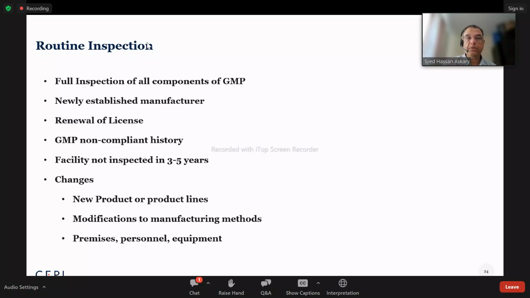Either it has to be a new manufacturer or a new manufacturing facility, or a license renewal, or if there is a history of GMP non-compliance, or the facility has not been inspected in the last 3 to 5 years. They also do routine inspections. A complete GMP inspection can also be done when there's a new product or product line, or there's a modification in the method, or the premises, personnel or equipment have changed.